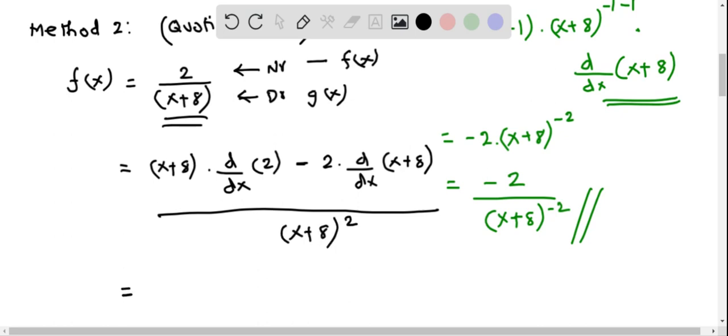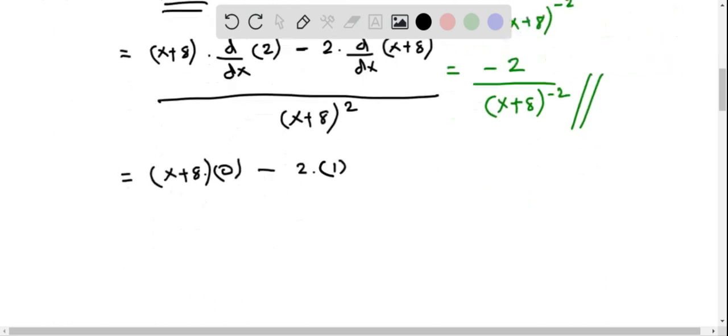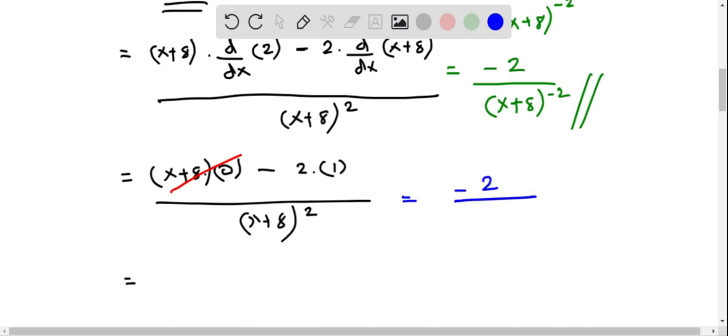Now we can simplify this. We have x plus 8 times the derivative of 2. This is basically 0. And then 2 times the derivative of x plus 8 is, once again, just 1. And we have x plus 8 quantity squared in the denominator. So now we can clearly see that this becomes 0, because 0 times any product is 0. And then in the numerator, we have only negative 2. So this can be written as minus 2 over x plus 8 quantity squared.